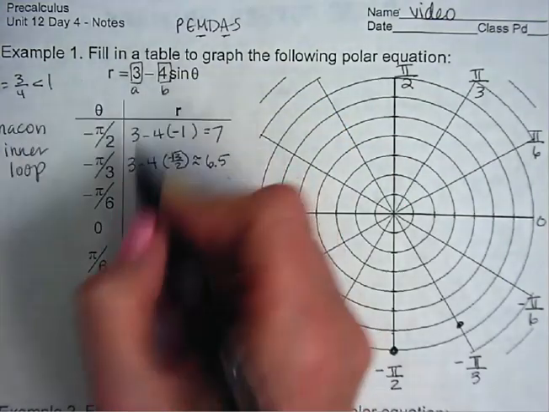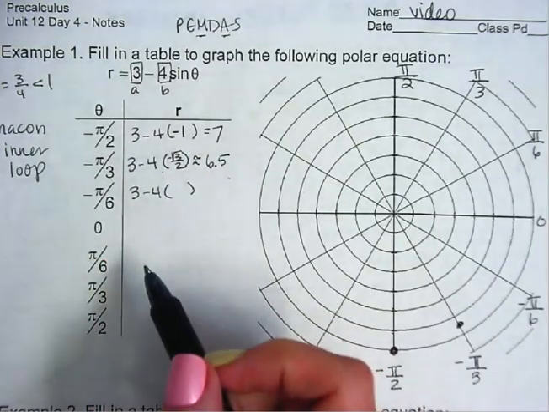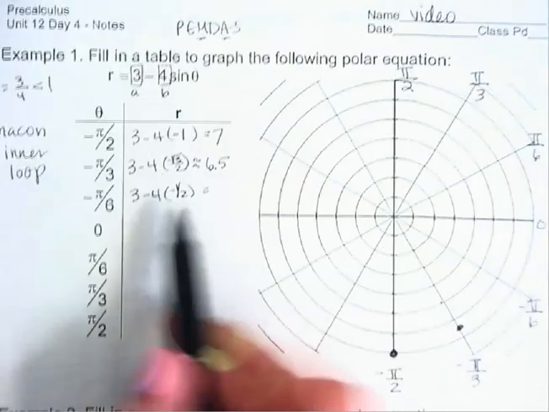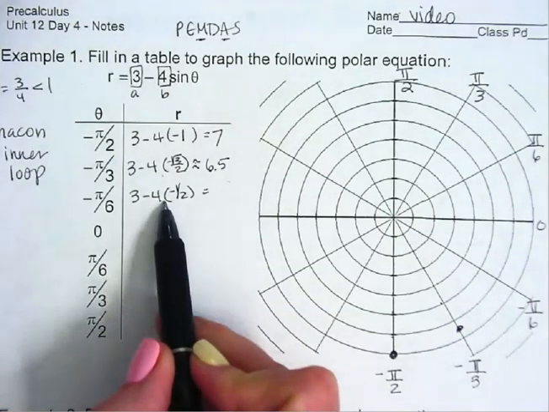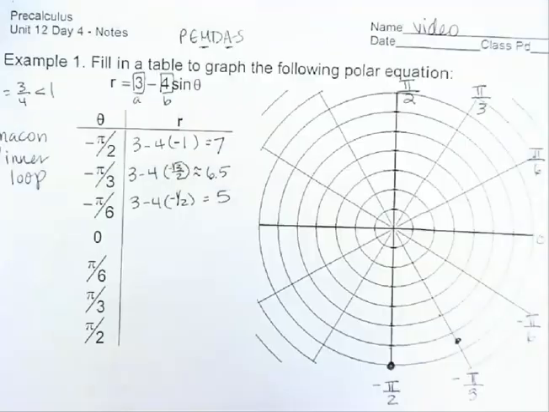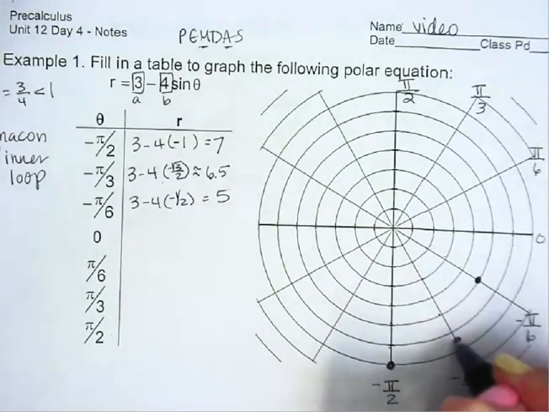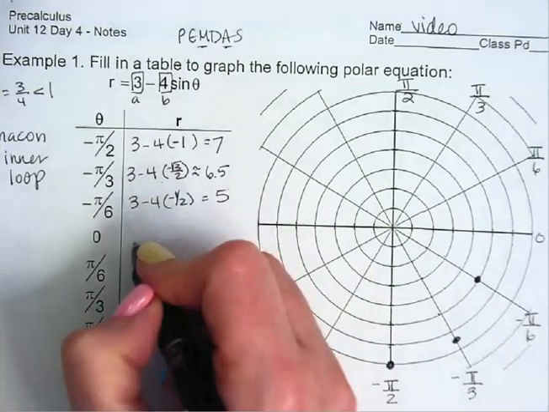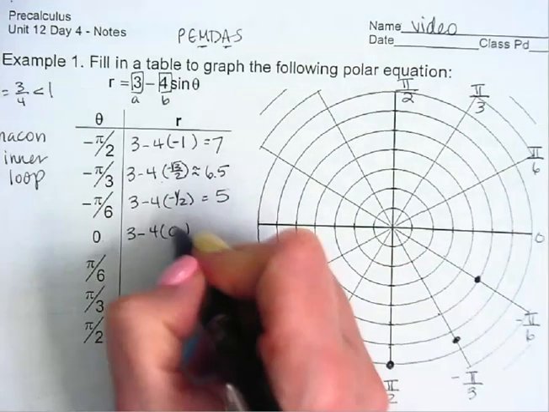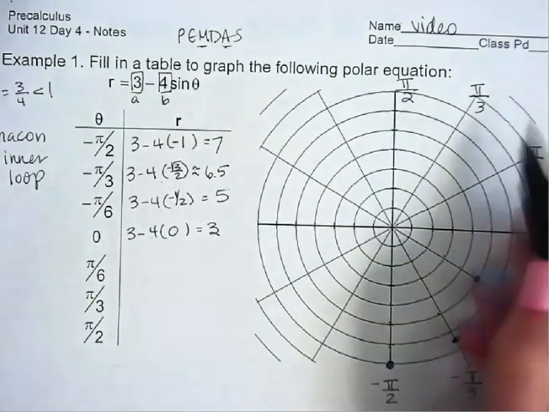Then I move on to -π/6, so 3 minus 4 times the sine of -π/6, which is -1/2. So half of 4 is 2, negative times negative is positive, so +2 plus 3 is 5. Now we'll do 0. 3 minus 4 times the sine of 0, which is 0. So 4 times 0 is 0, plus 3 is 3. So on the 0 pole, I'm going to count 3.